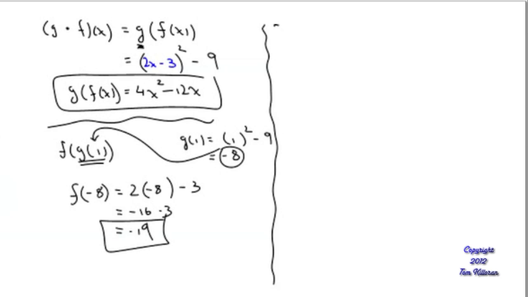Where do they get hard? Well, with the domains again. So for instance, if I have f of x is equal to 2x over x plus 1, and g of x is equal to 4 over x minus 5. Ugly rational functions, horrible. What if I want to find g of f of x?